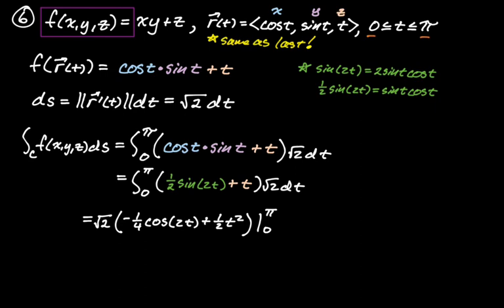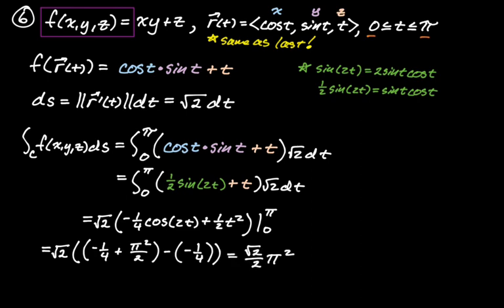We're going from 0 to pi. When we plug in pi, we get the cosine of 2 pi is 1, so you get negative 1/4 times 1, and then pi squared over 2. The cosine of 0 is 1, and then, t is 0. So we get this. This cleans up ultimately to square root of 2 over 2 pi squared. So this was a scalar function, and that triggers all the things that we know that we have to do. Let's look at the next one.